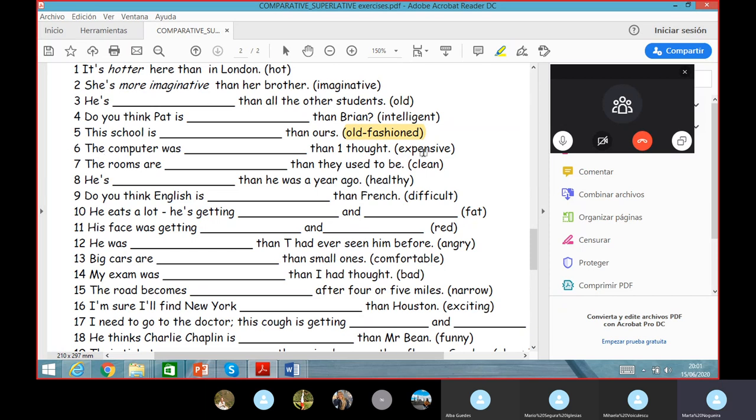Six, the computer was more expensive than I thought. This seems to be a one, but this is I thought. Okay? The computer was more expensive than I thought. Seven, the rooms are cleaner than they used to be. De lo que solían estar. El used to es soler.